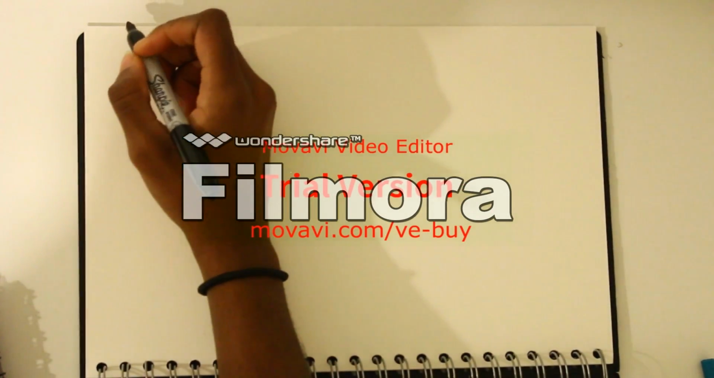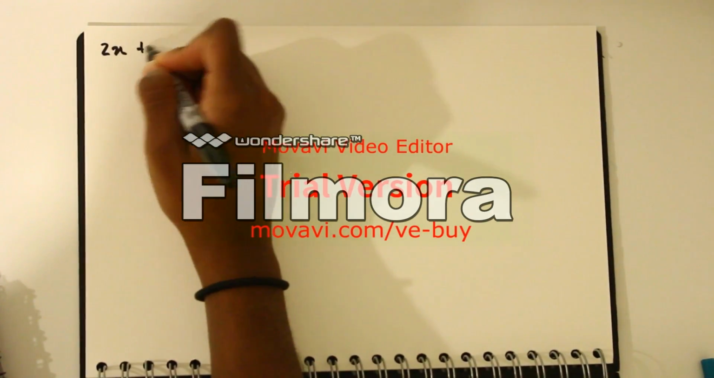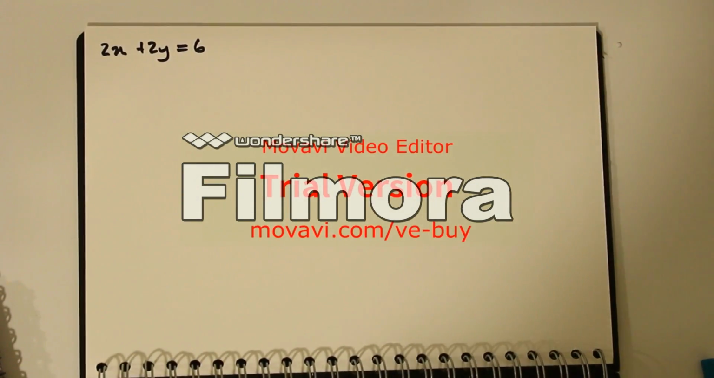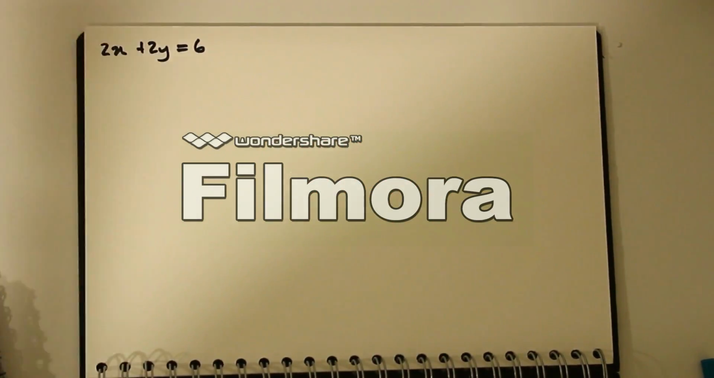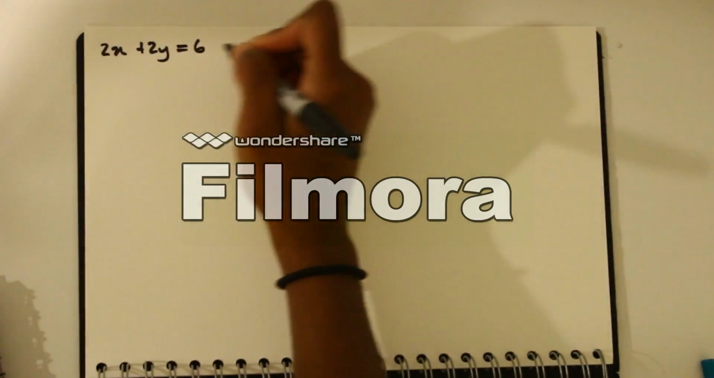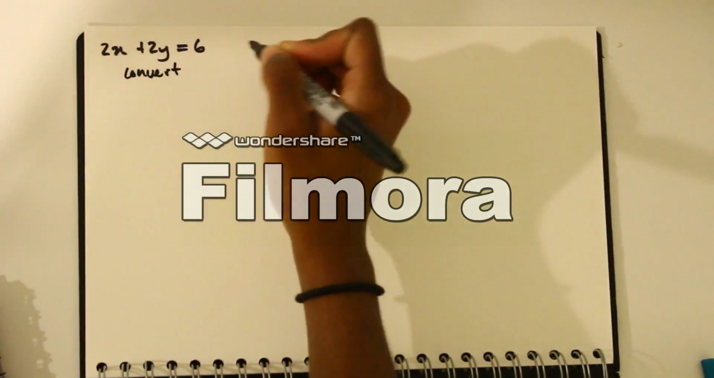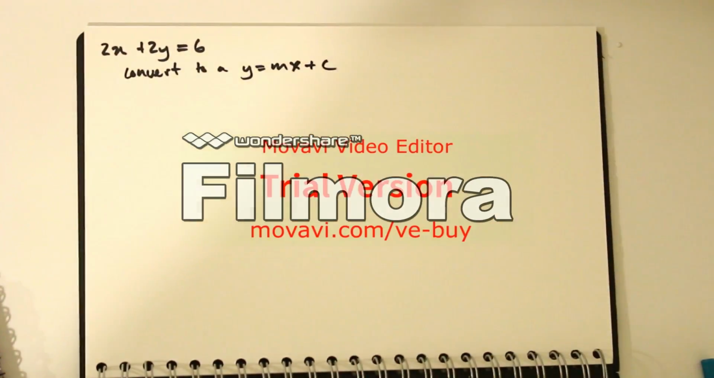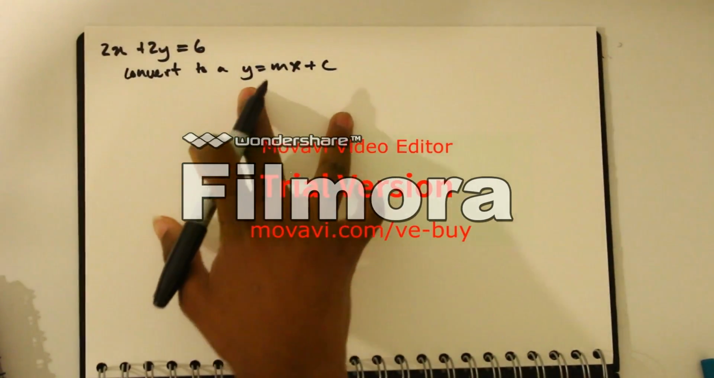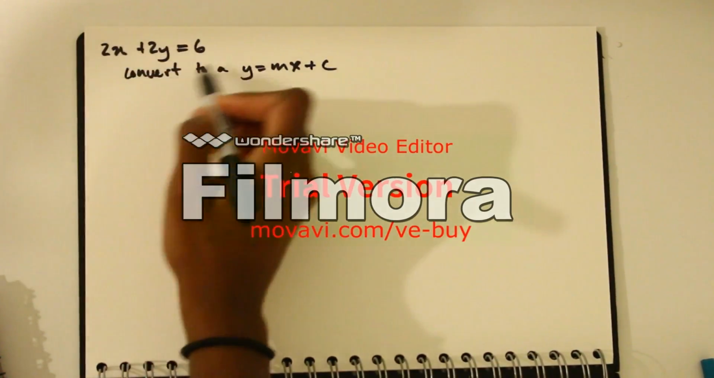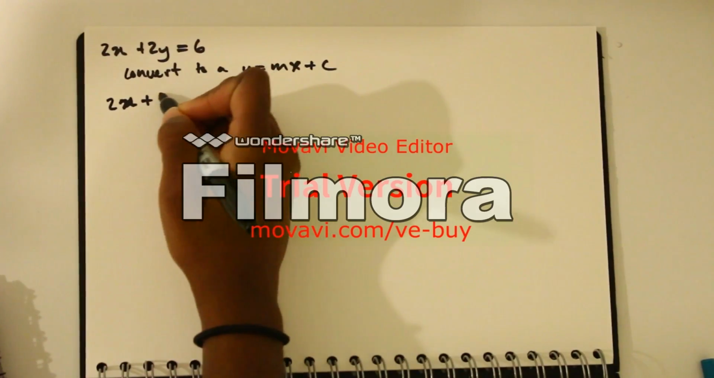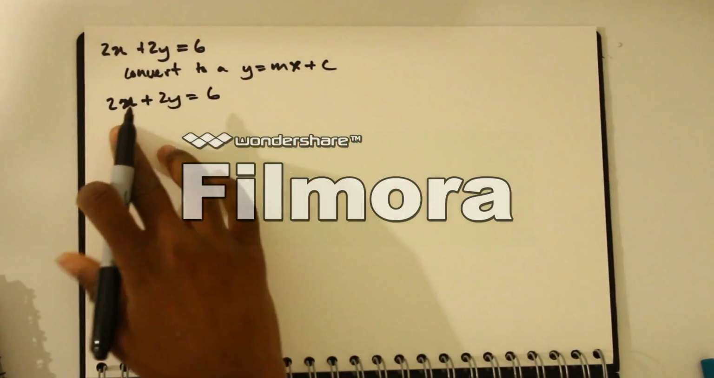Example 3 is a bit different to the other equations. Sometimes questions can ask you to draw the line of these types of equations, and what you have to do is convert them into a y equals mx plus c equation before trying to find the y and the x-intercept. And to do this, you have to make y the subject.